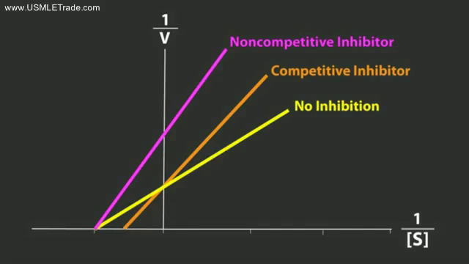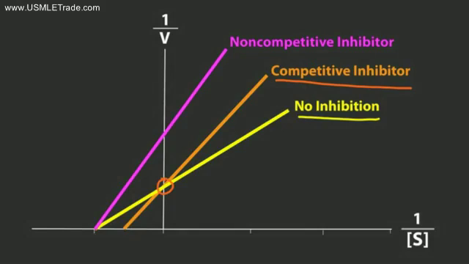Now, what does that look like on the Lineweaver-Burk plot? Well, here the yellow line represents the uninhibited enzyme. So when you put a competitive inhibitor into the system, does that affect the Vmax? Vmax we said was related to enzyme concentration, so that doesn't change. So a competitive inhibitor does not affect Vmax, which means that the y-intercept doesn't change.